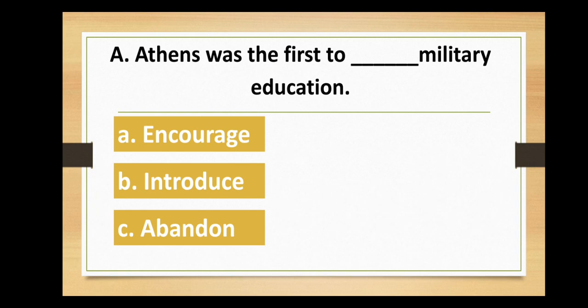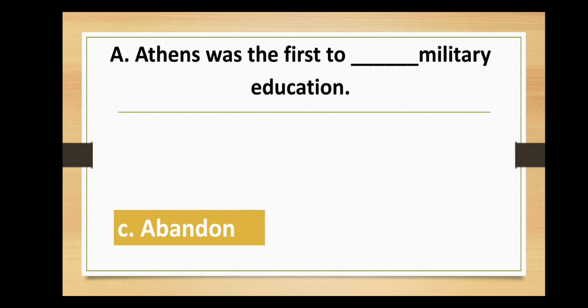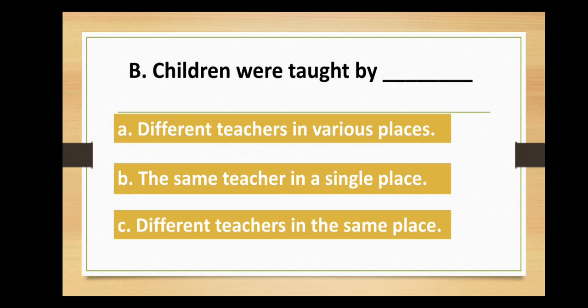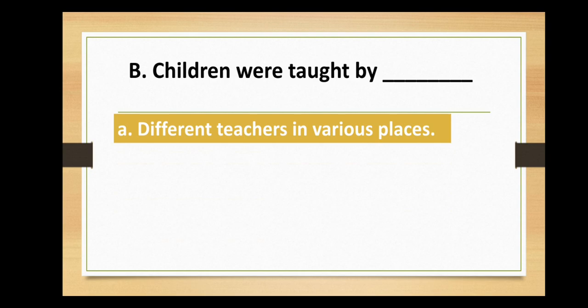So we have A. Athens was the first to encourage, introduce, or abandon military education. So according to the text, Athens was the first to abandon military education. B. Children were taught by A. different teachers in various places, B. the same teacher in a single place, or C. different teachers in the same place. So, children were taught by different teachers in various places.